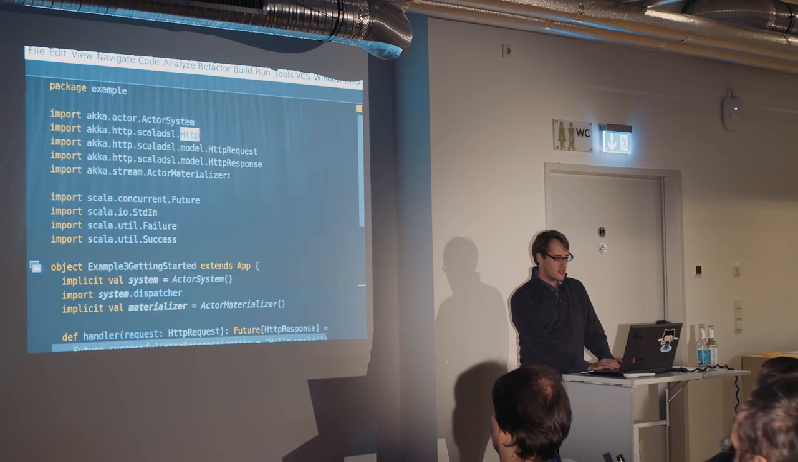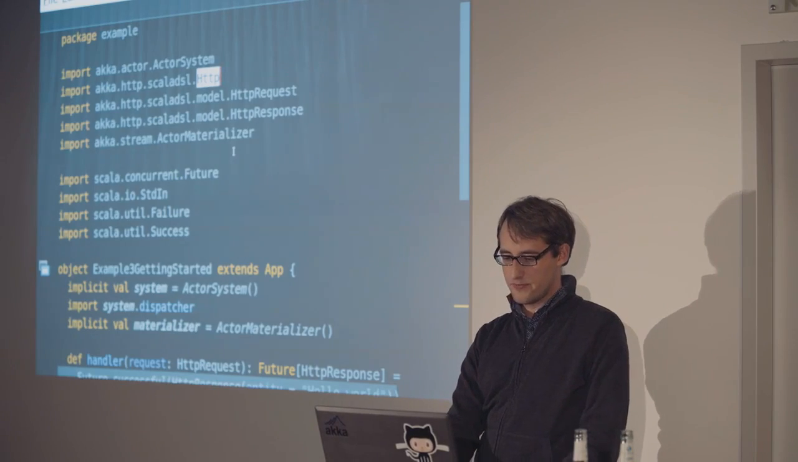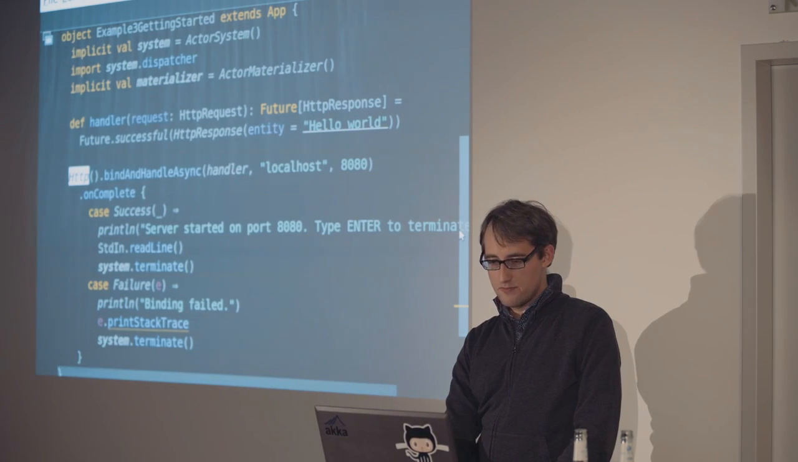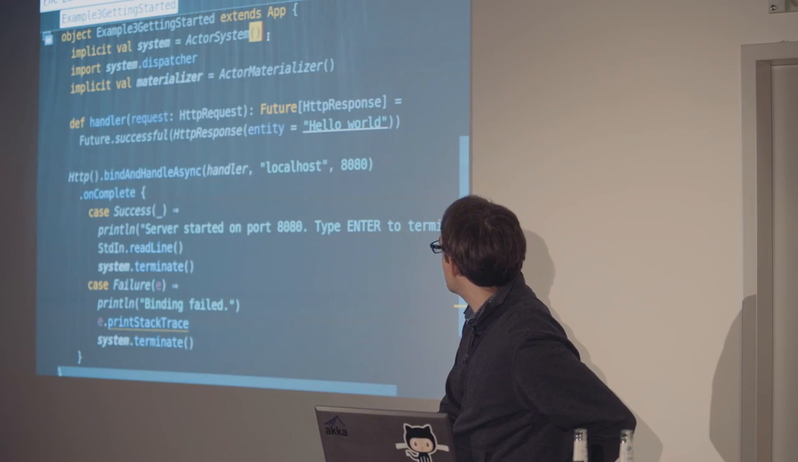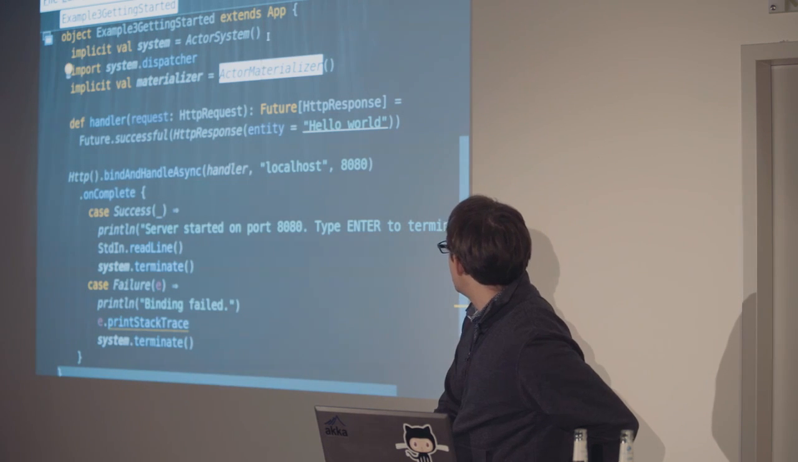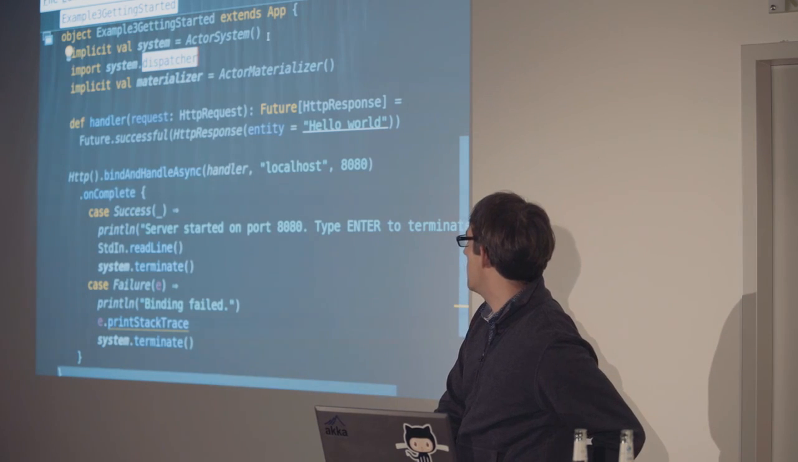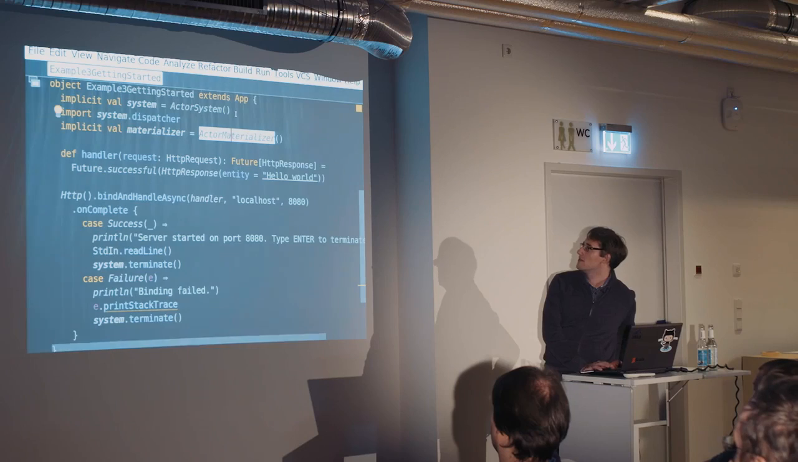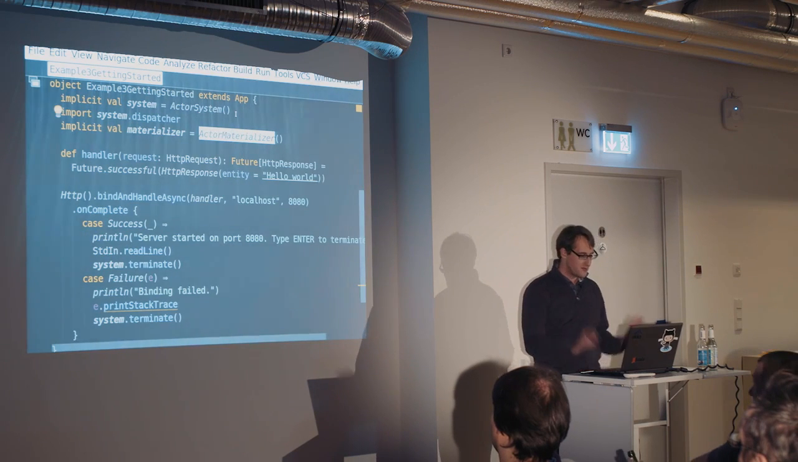Another thing we need is the actor materializer, which is a thing from Akka Stream, which is basically the runtime for Akka Stream, on which Akka HTTP is built. So let's see how a simple app would look. This is basically the simplest thing you can have. In the beginning, we instantiate the runtime. Here we import an execution context to do something with futures. If you know Scala futures, you know that you need an implicit execution context in scope. So we will get this here. Then we create a stream runtime basically.